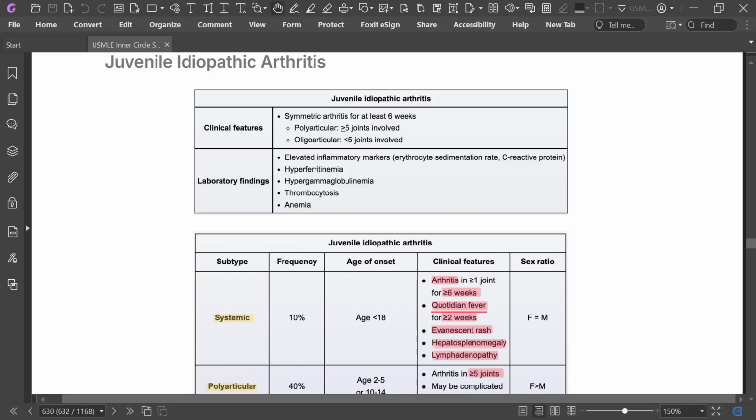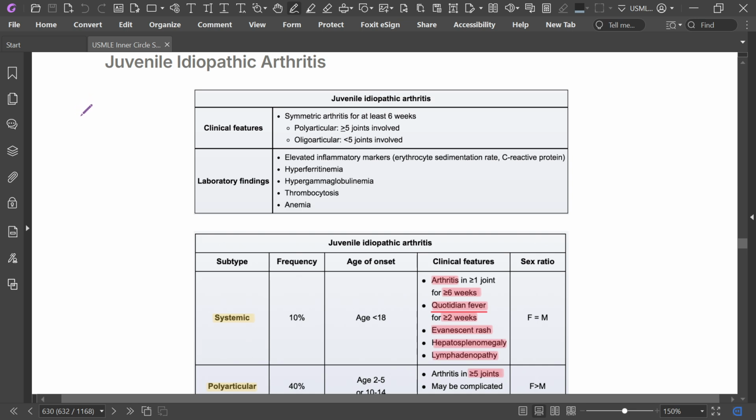Assalamu alaikum. Let's discuss juvenile idiopathic arthritis, one of the highest-yield topics of the musculoskeletal system. Before jumping into the subtypes, first I would like to discuss juvenile idiopathic arthritis at a glance.